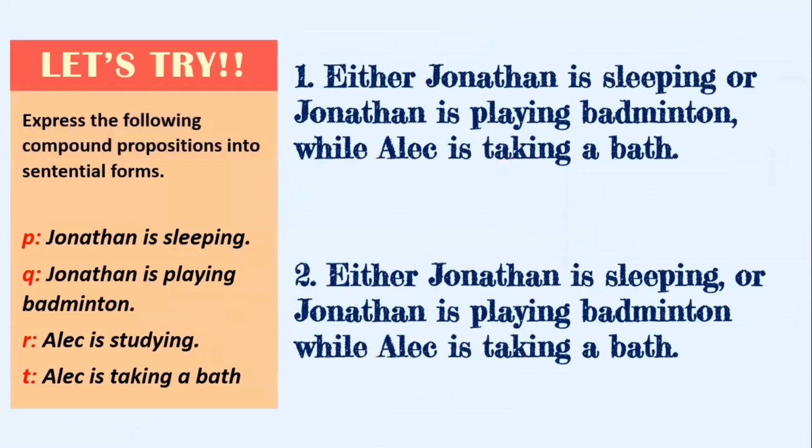So next example, express the following compound propositions into sentential form. So we have P, Jonathan is sleeping. Q, Jonathan is playing badminton. R, Alec is studying. And T, Alec is taking a bath. So number 1, either Jonathan is sleeping or Jonathan is playing badminton, comma, while Alec is taking a bath. So tingnan muna natin yung mga simple proposition dito. Jonathan is sleeping, ito po ay yung proposition P natin. Jonathan is playing badminton, ito naman yung ating Q. And then Alec is taking a bath, ito naman yung ating letter T.